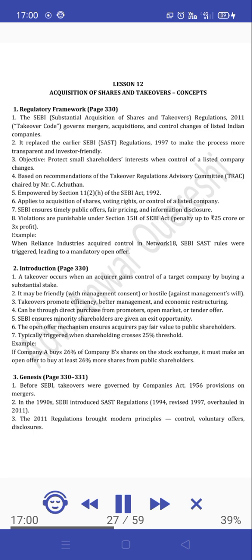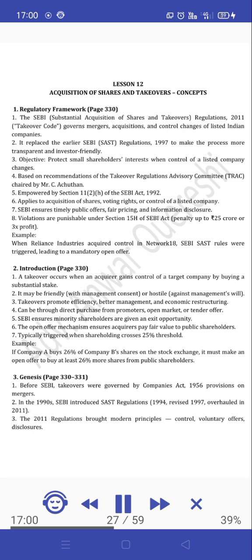2. Introduction, page 331. 1. A takeover occurs when an acquirer gains control of a target company by buying a substantial stake. 2. It may be friendly with management consent or hostile against management's will. 3. Takeovers promote efficiency, better management, and economic restructuring. 4. Can be through direct purchase from promoters, open market, or tender offer. 5. SEBI ensures minority shareholders are given an exit opportunity.